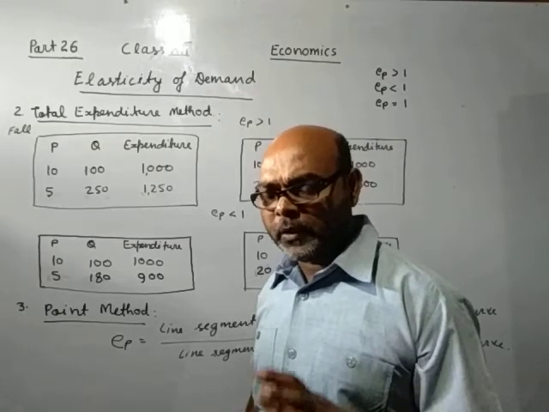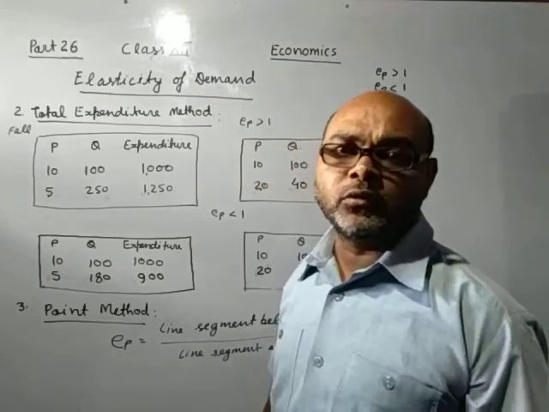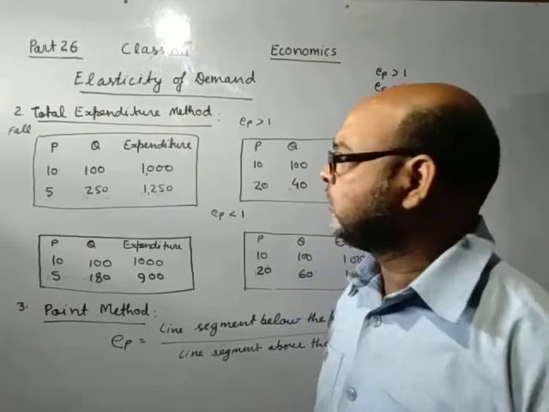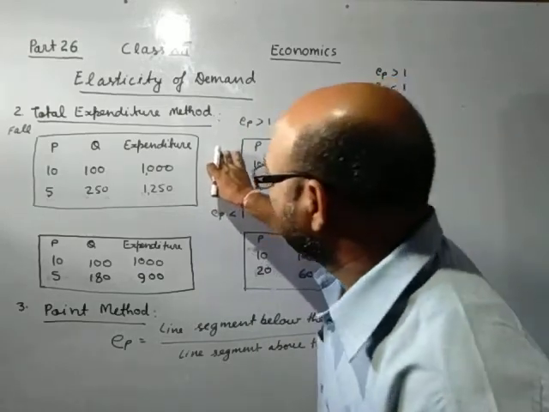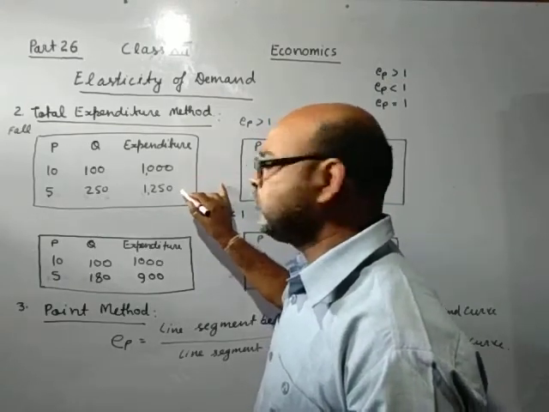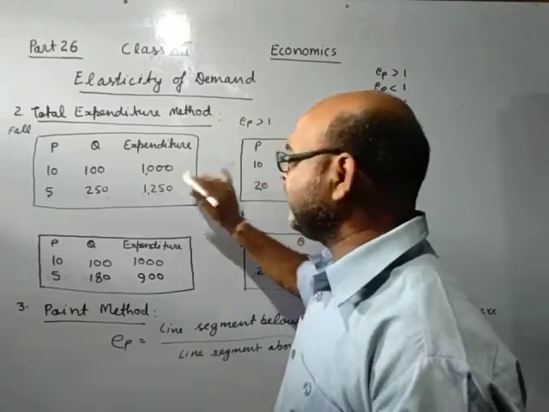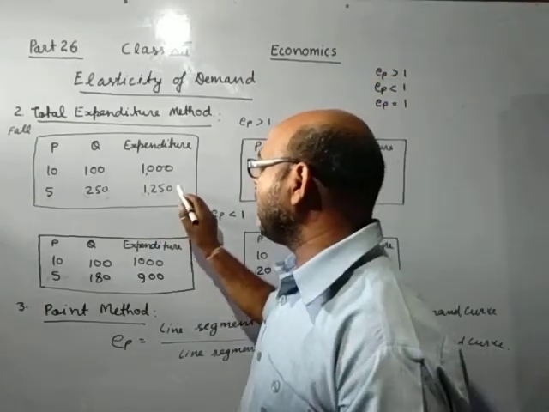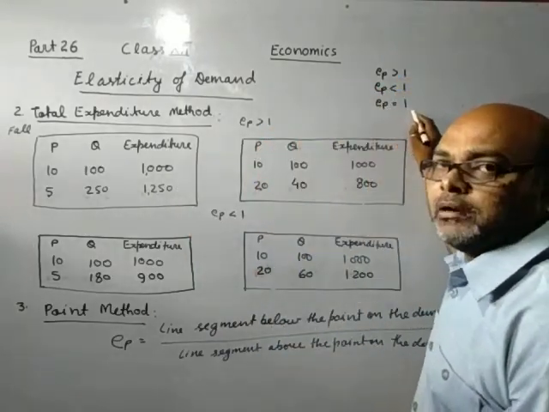So every shopkeeper and firm focuses on the total volume, total revenue, or total expenditure of the consumer. So this total expenditure method has come. This is the first situation. This is the second situation: if the expenditure remains the same, there is no change. If at first the expenditure is 1000 and after the price change the expenditure is also 1000, that is called elasticity of price equal to 1.